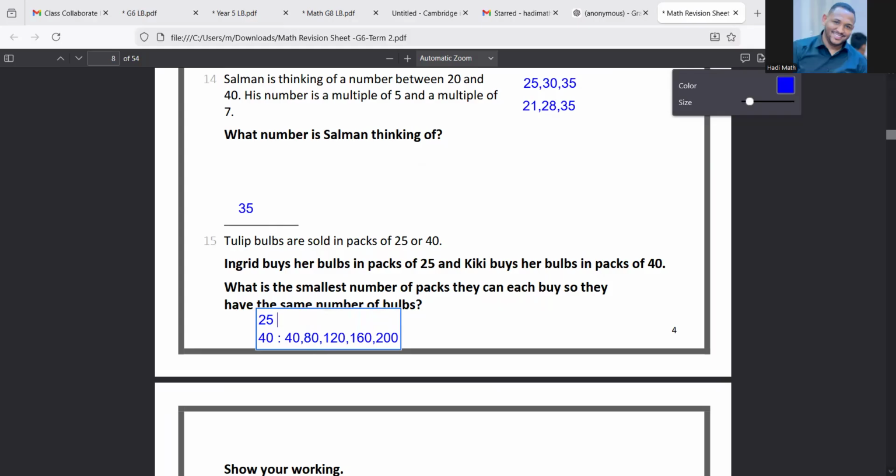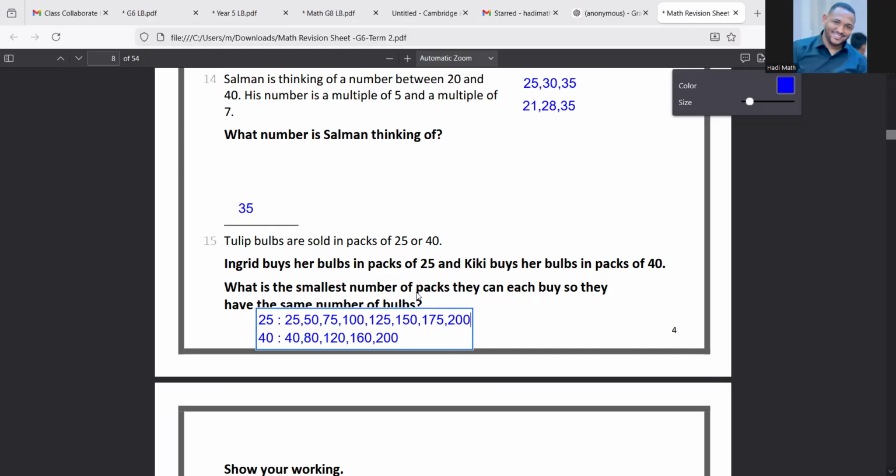Then go with the multiples of 25. 25 multiply 1 is 25. 25 multiply 2 is 50. 25 multiply 3 is 75. 25 multiply 4 is 100. 25 multiply 5 is 125. Multiply 6 is 150, then 175, then 200, going up to 200. So you'll find 200.